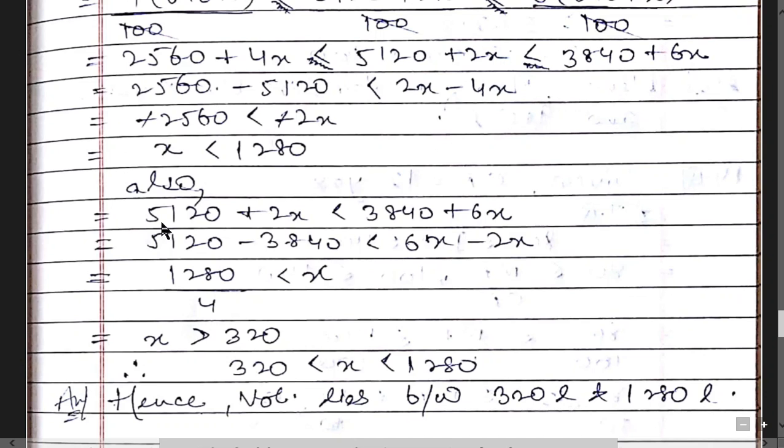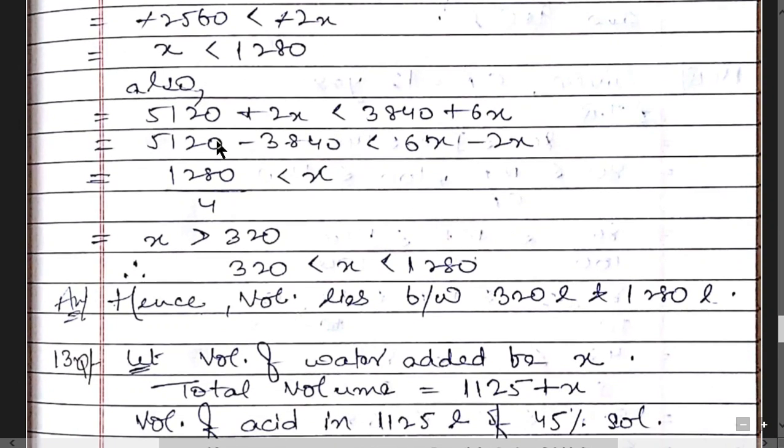Similarly, for the second term, 5120 plus 2x less than 3840 plus 6x. 5120 minus 3840 will become 1280. 6x minus 2x is 4x, then divided by 4, it means x greater than 320. It means the volume of x lies in between 320 and 1280.